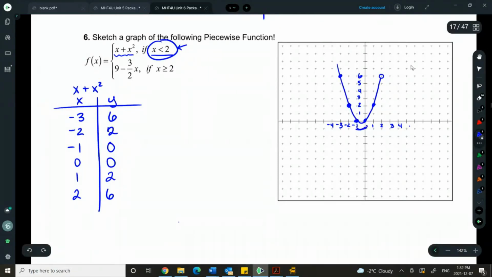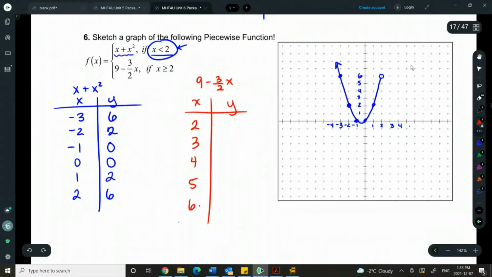The vertex is somewhere in between here, and it will continue off this direction forever, but it stops right here. Once we hit this value, we're going to hop to this function right here, because this says where x is greater than or equal to 2. So now I want to finish my table of values, but I'm going to use this function to complete the rest of the graph. I'm going to start at where I left off here, which is 2, and just go forward from there. So this should probably give us enough.